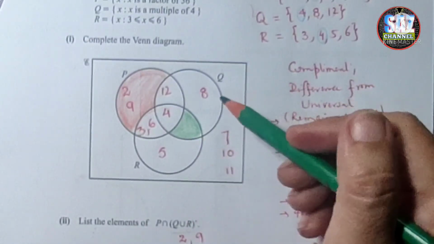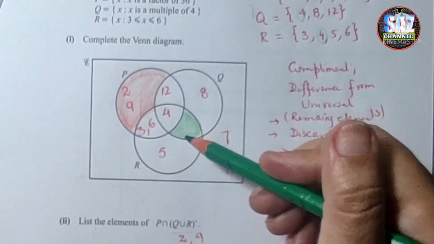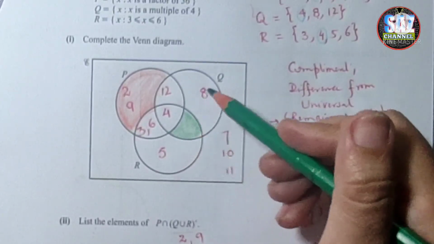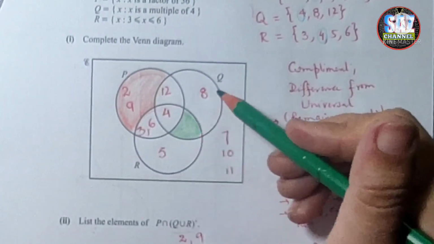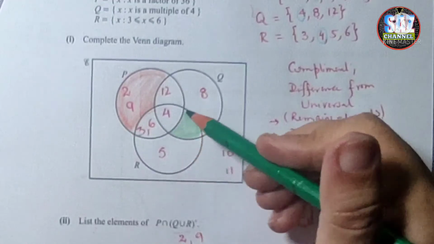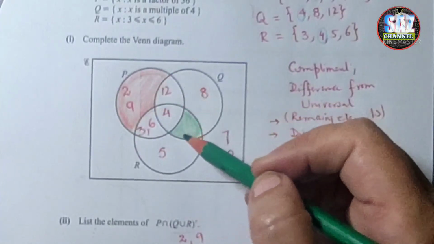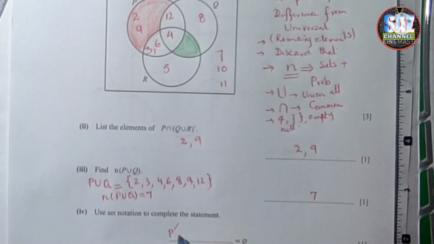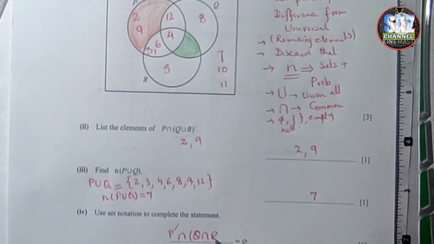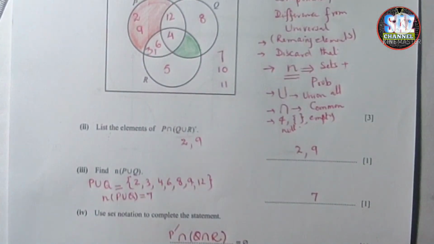Now you have to ask yourself how to write this in set notation. Look carefully, students: this portion is the intersection of which two sets? Q and R. And here the set P is completely not coming. So it has to be P complement intersection Q intersection R. I hope you are really clear about this question, and let's move to the next question.